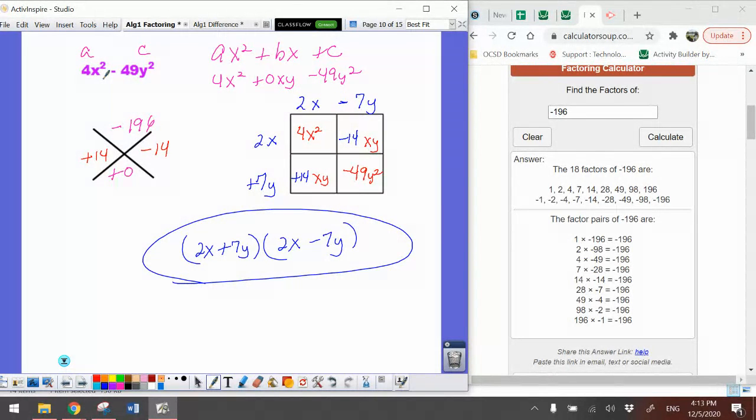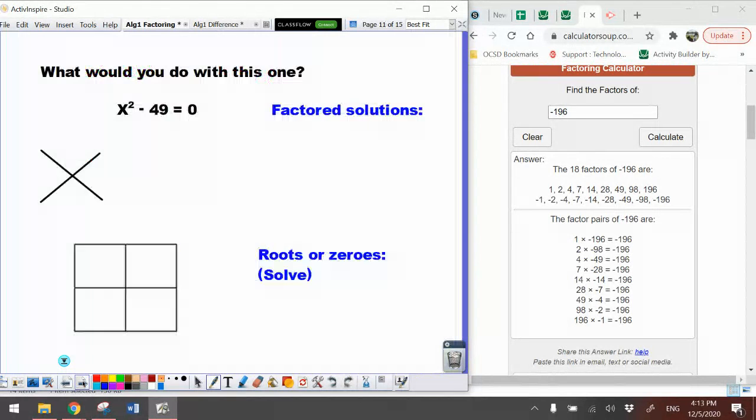But I wanted you to see what happens when you don't have the middle term. Well, it's going to be a 0. And the way that you get a 0 is two things that are the same. Okay, so let's see if we can get this one.